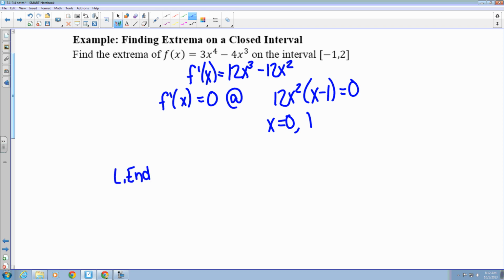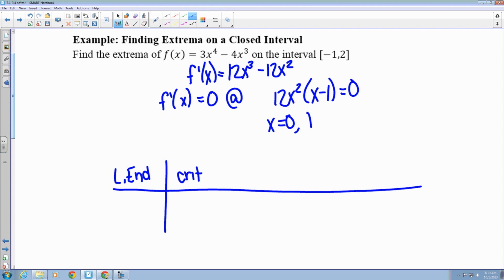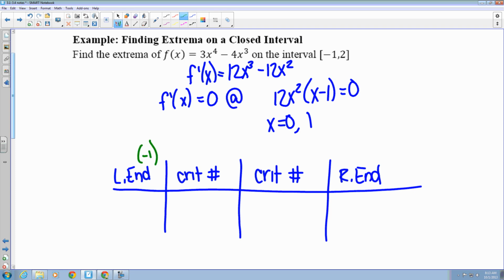So I think the easiest way to organize this is to make a little table. Endpoint, we're going to use the critical numbers. And we have 2 of them, so there's going to be 2 in the middle. And we also need to evaluate the right endpoint. Left endpoint was -1, critical 0, 1, and the right endpoint was 2. So we're going to plug all those in.